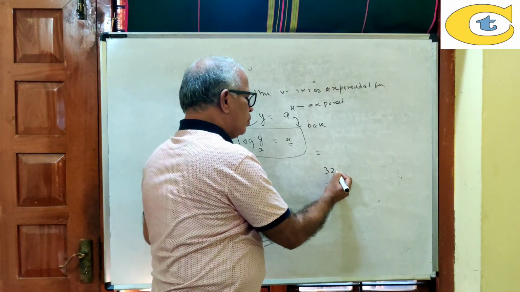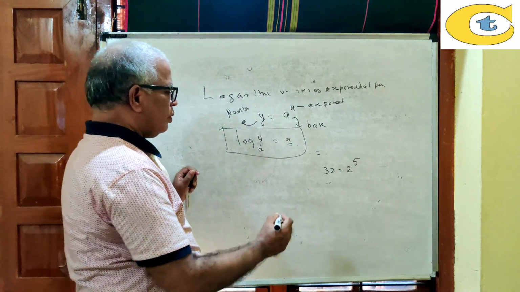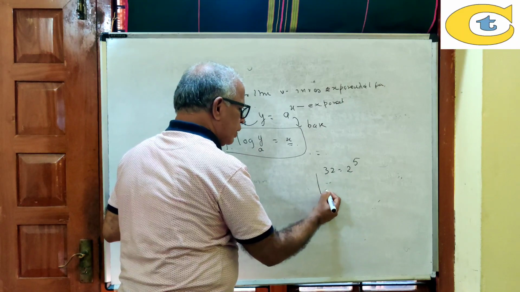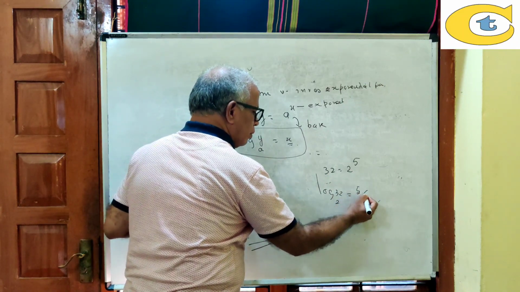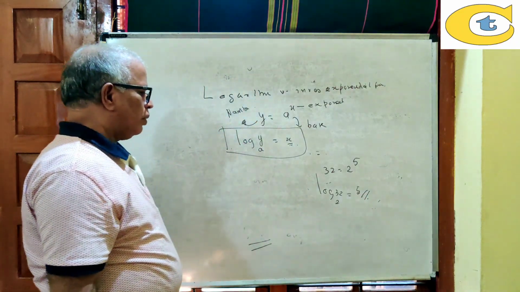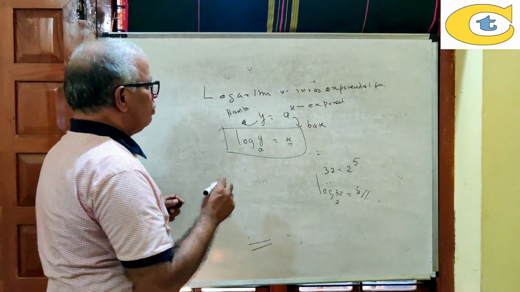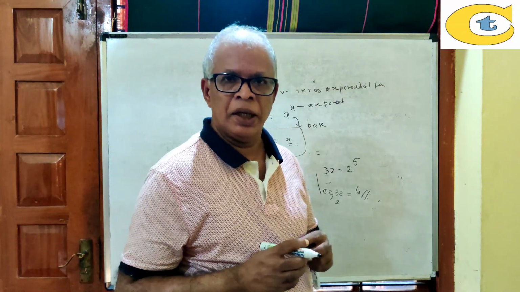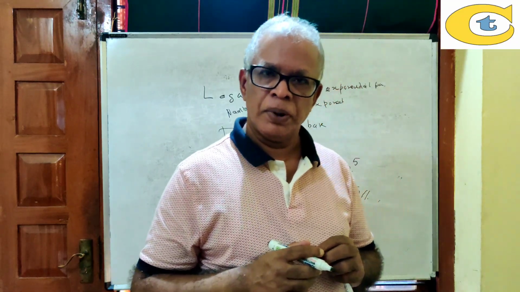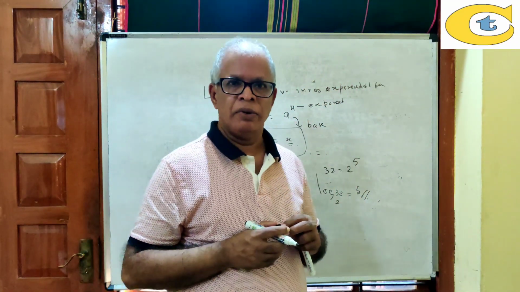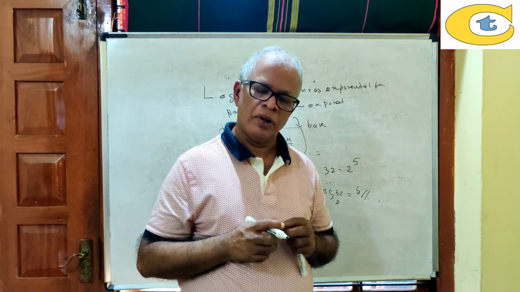Now for example, 32 is equal to 2 raised to 5. Now what is the logarithm of 32? Logarithm of 32 to the base 2 is equal to 5. Let us define logarithm now. What is logarithm? When a number is expressed in exponential form, the exponent is called the logarithm.